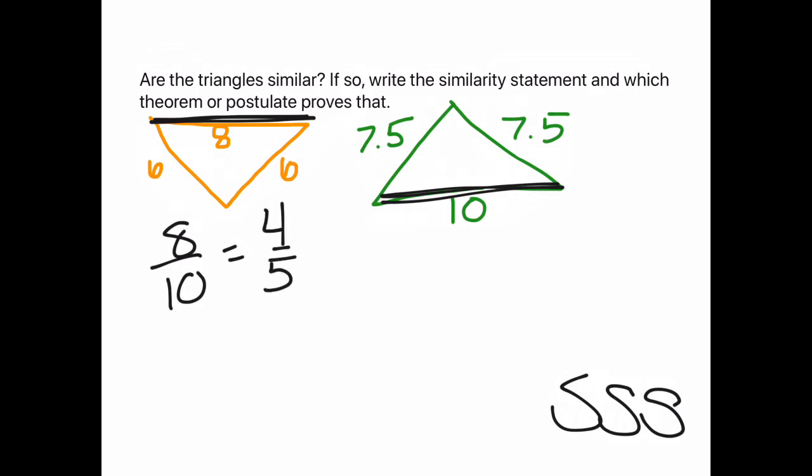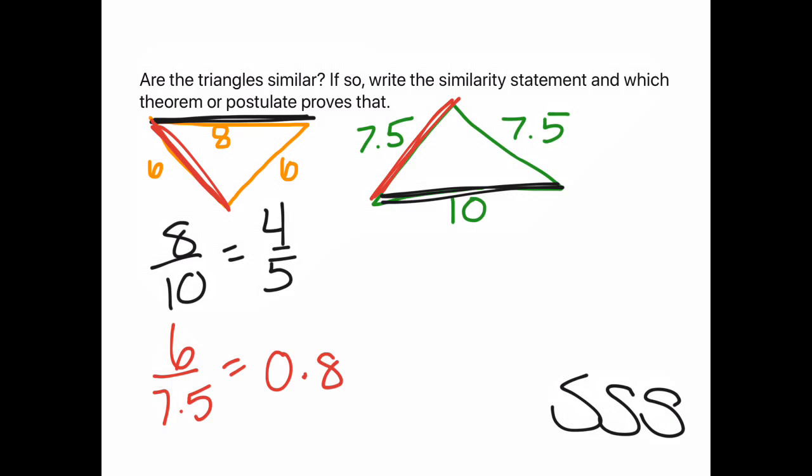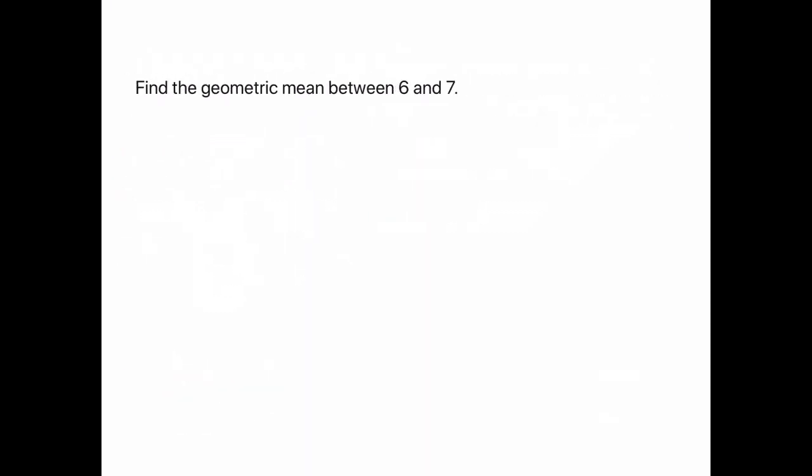And then we do the same thing. These are isosceles triangles, so it doesn't matter which side you choose. And then you'll form a proportion here, 6 over 7.5, which when you do the division is 0.8. And if you do the division on here as well, it's also 0.8. So these triangles are similar by side.